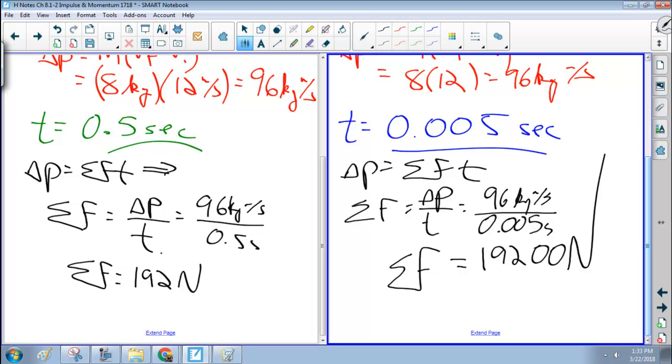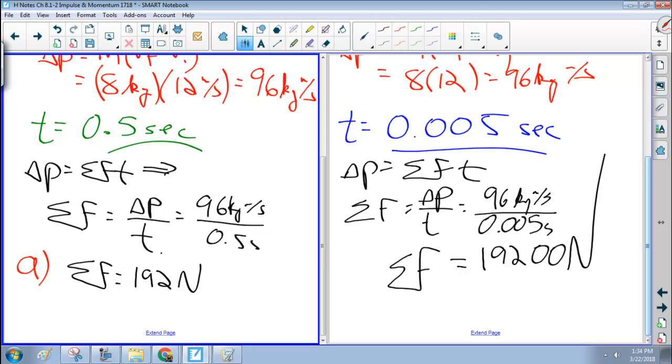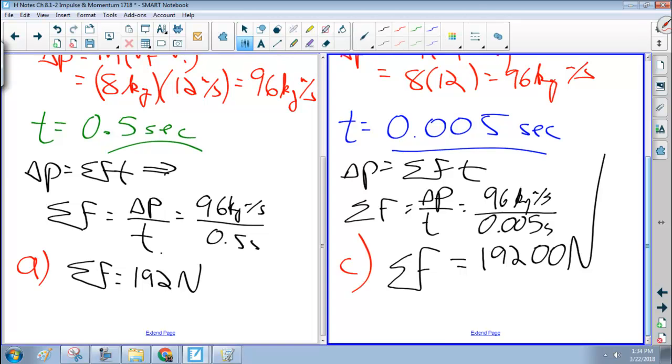Follow? All right. So this was on your worksheet. Sorry, I totally did this out of order. This is question A, and this is question C, because both of those questions ask you for the net force on the watermelon. So to me, this is the important part. Are there any questions on what I did here? We're good? Okay, so real quick, let me walk you through how you do B and D.